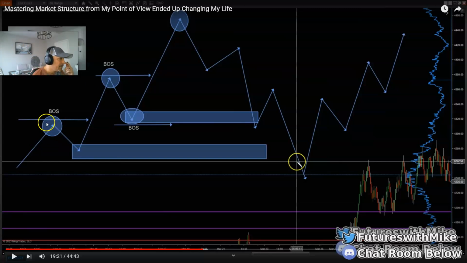Now, look here. Let me explain this to you. We've got structure breaks to the upside. This is an example of a line chart, and then we'll look at the candlestick chart in detail. So we've got a push up, a high, a higher low, higher highs, higher lows, and higher highs.